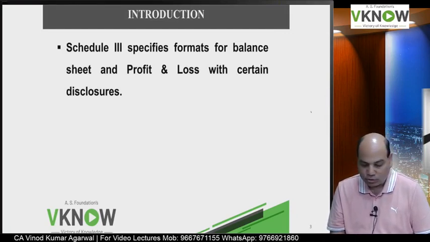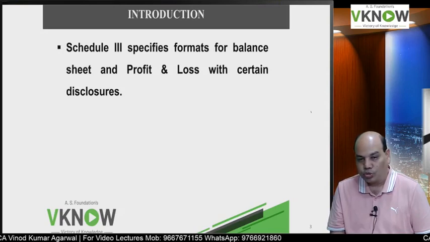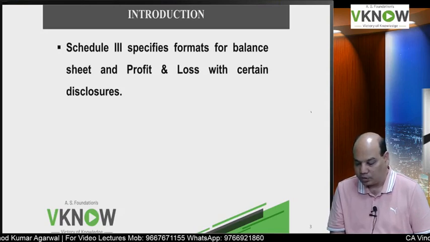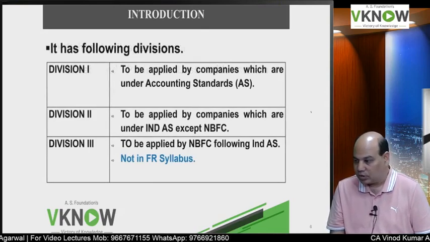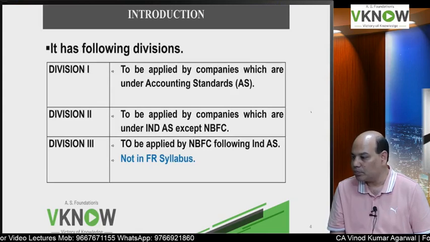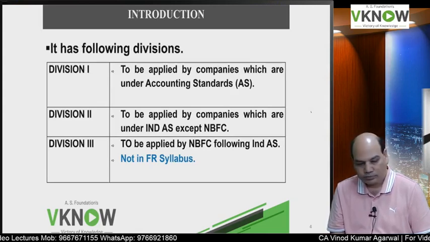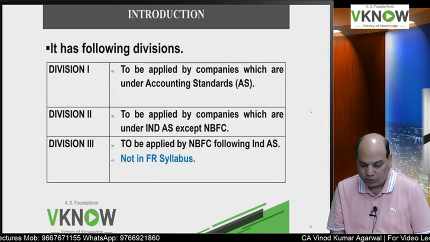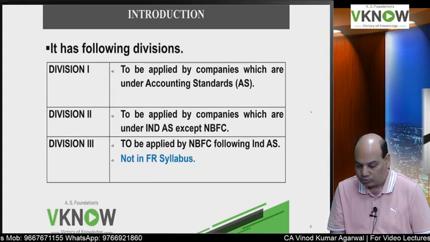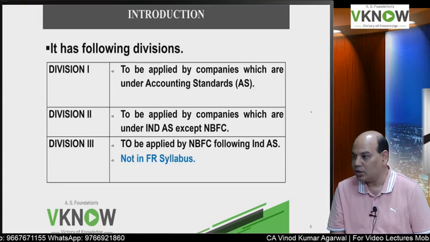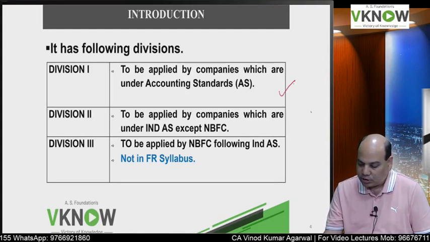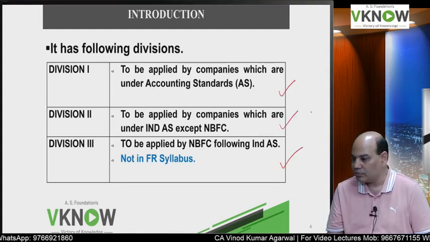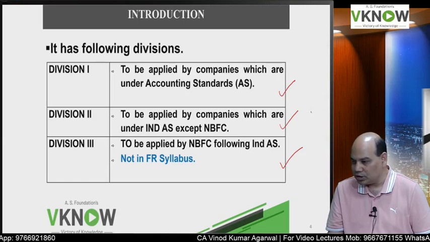So first is Schedule 3. It is going to give you the format for the balance sheet, profit and loss account, and certain disclosure requirements. Schedule 3 has 3 divisions. Division 1 is for companies which follow accounting standards. Division 2 is for companies which follow Ind AS except NBFC. So you have to write it down in the book. To keep the students engaged, I will make you write down something in the notes.